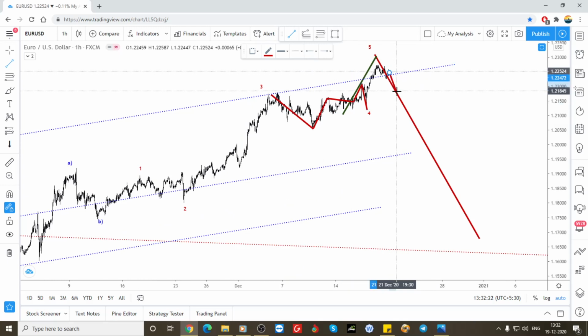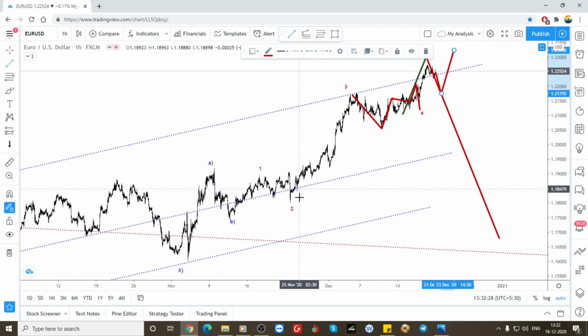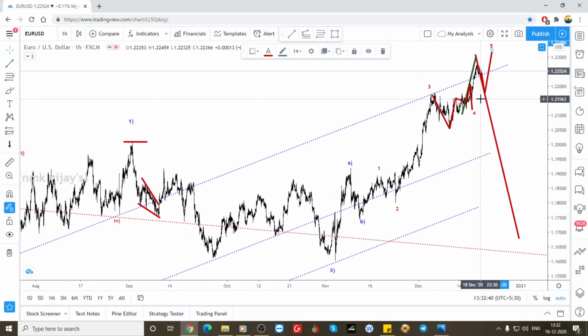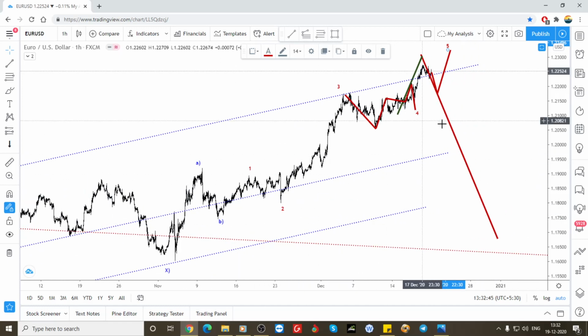One more B has to happen, and C, one more high is also possible. So in that case, 1, 2, 3, 4, A, B, and C is 5. So this is the complete 5-wave structure, whether it has already entered or one more high is also possible. It's very tough in the diagonal triangle way.